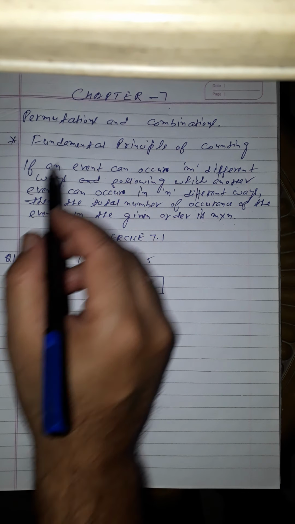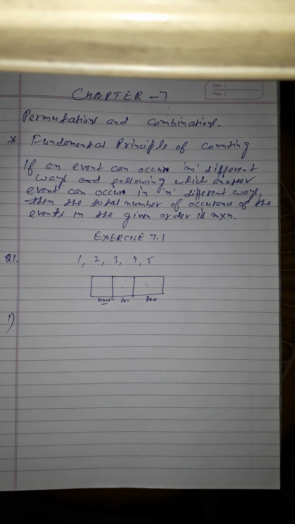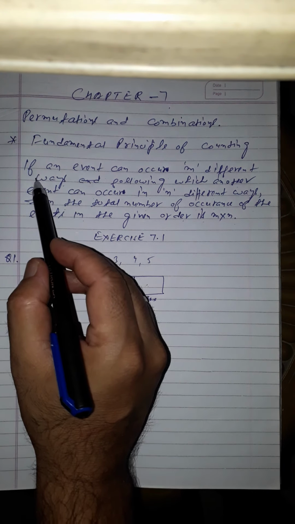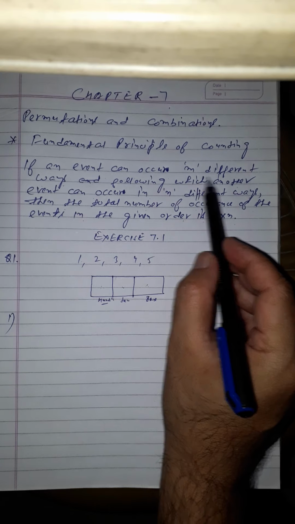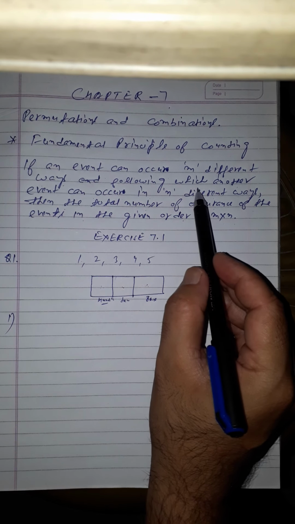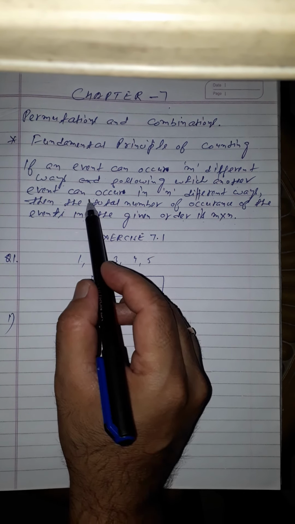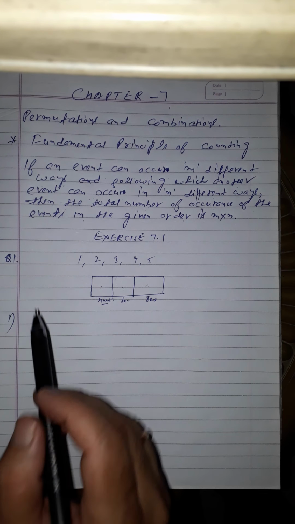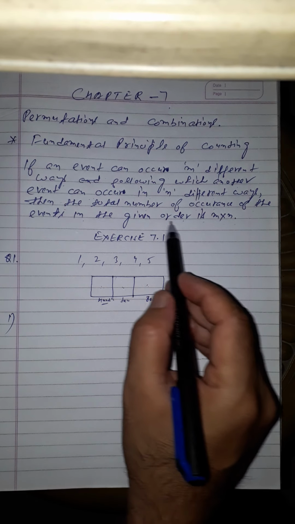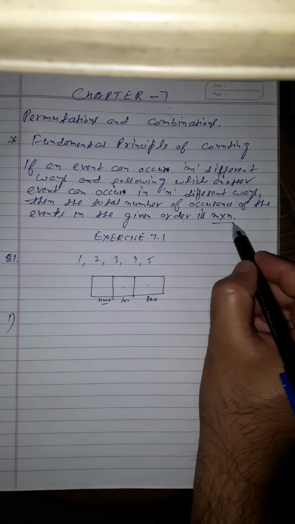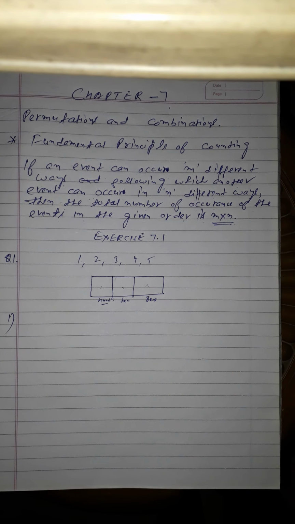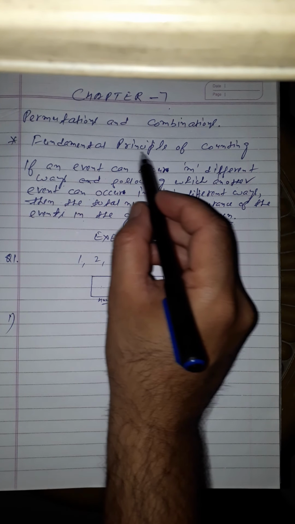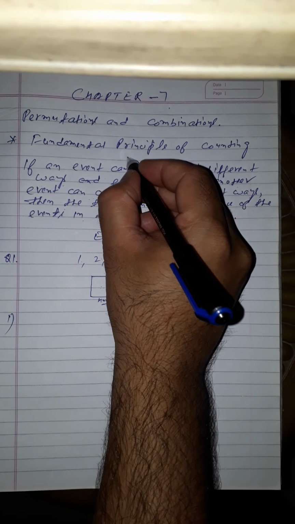In this permutation, students, we are using one of the fundamental principles of counting. If an event can occur in m different ways, following which another event can occur in n different ways, then the total number of occurrences of the events in the given order is m into n. Right students? This is the fundamental principle of counting. We say it as FPC.